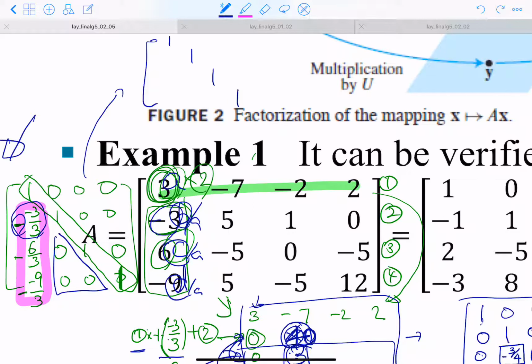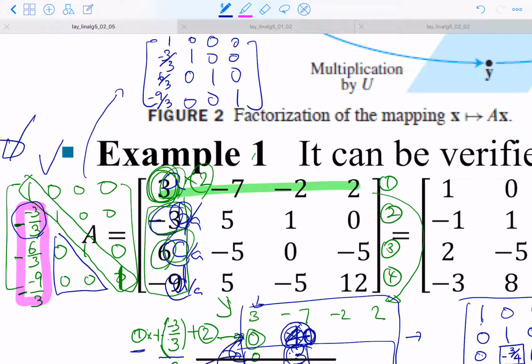Okay, so negative 3 by 3, 6 by 3, negative 9 by 3, and 0 0 0 0 0 0 0 0 0. So this is our inverse matrix of this row replacement matrix. Okay, so let's understand why it's true.